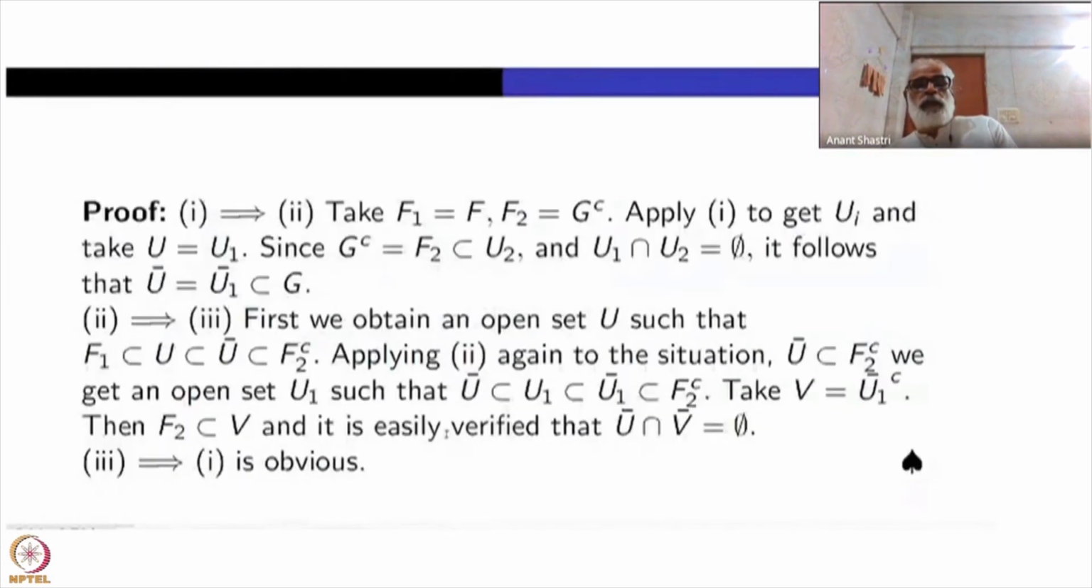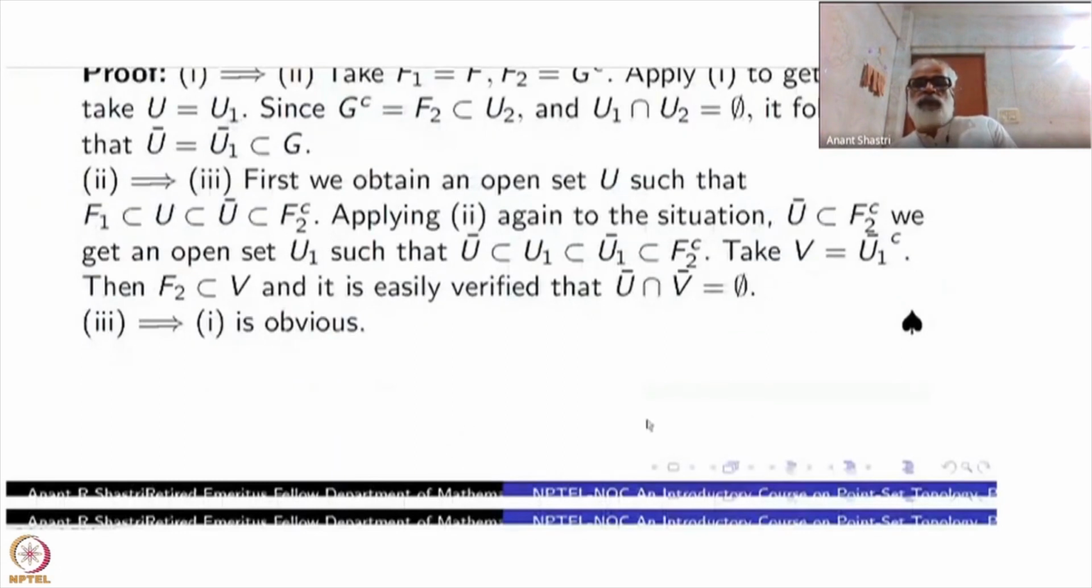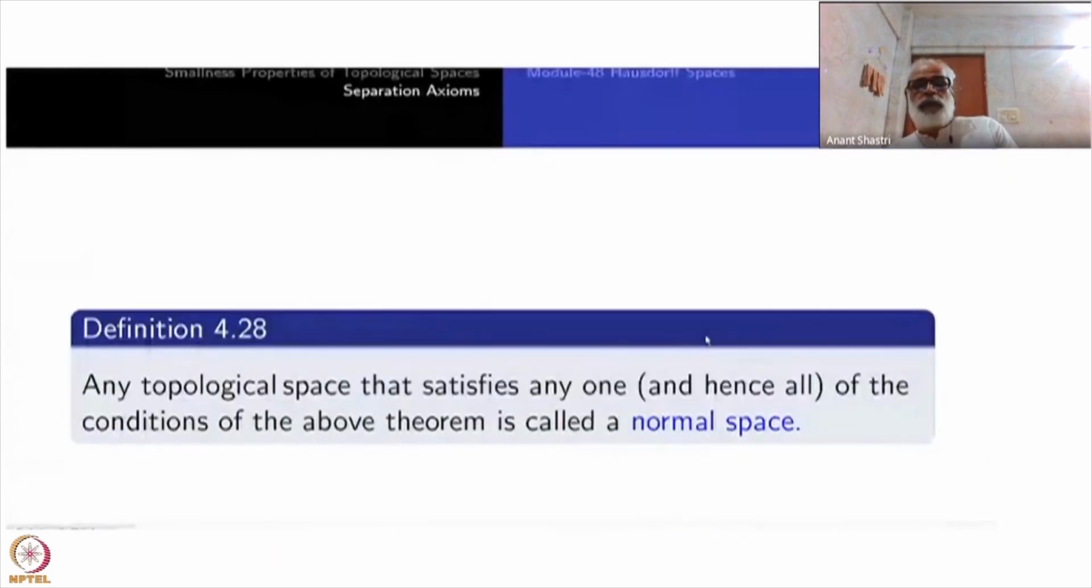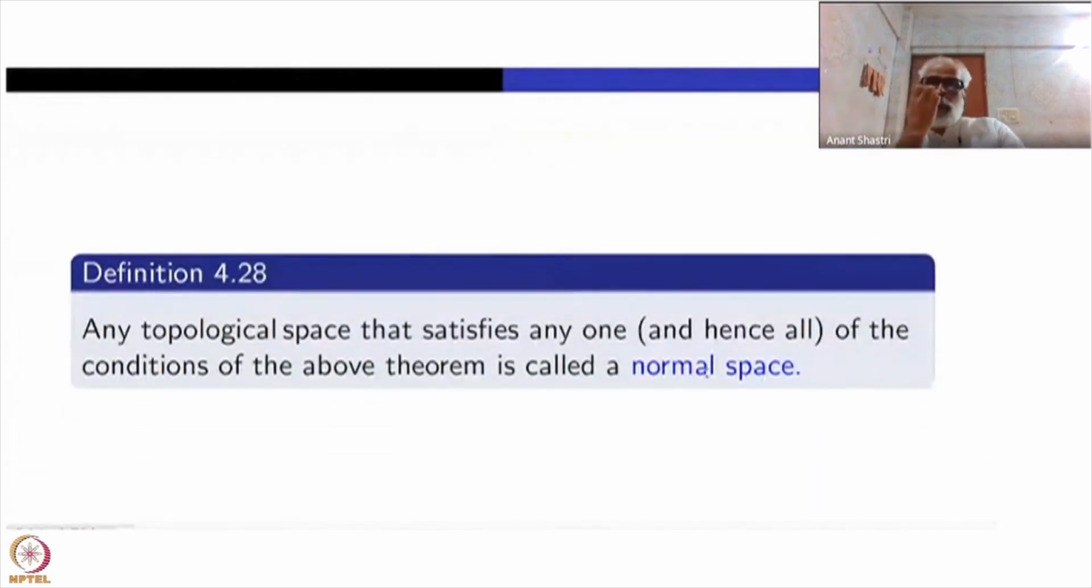All right, now what to do with this regularity and normality? So what is normality? Any topological space which satisfies 1, 2, 3 of the above theorem. Any one of them, and hence all of them. Normally you can take the first one as a definition, but once you are ready, wherever you have application, you can use any one of them.